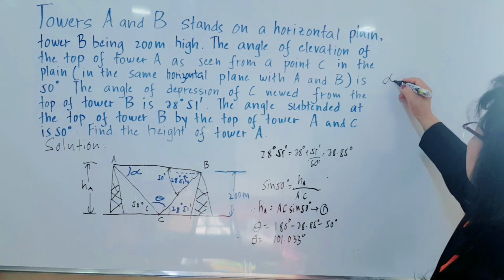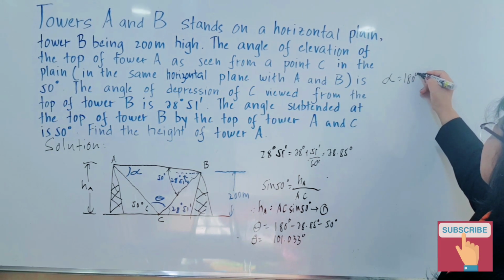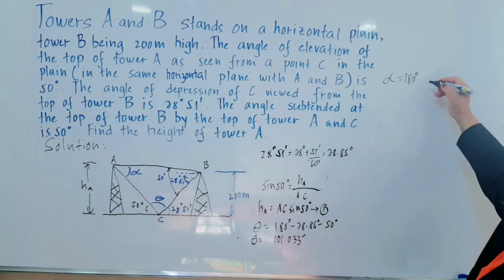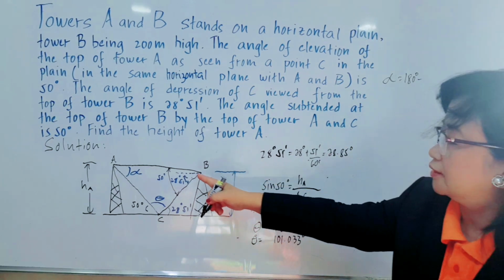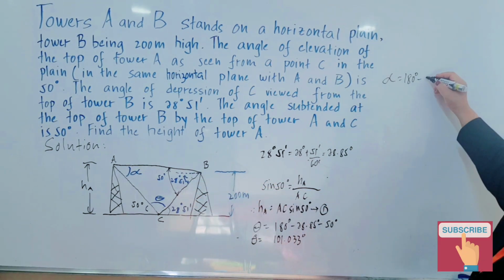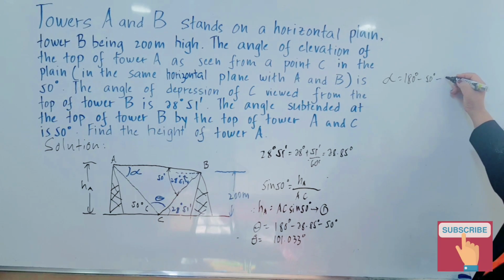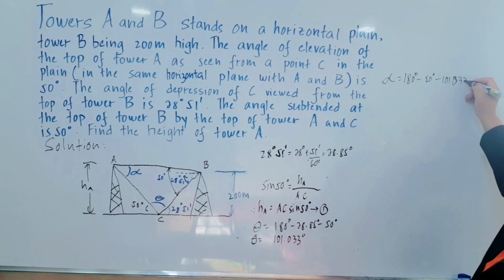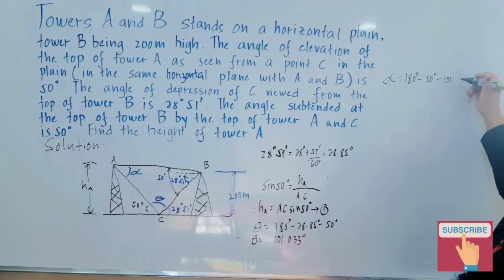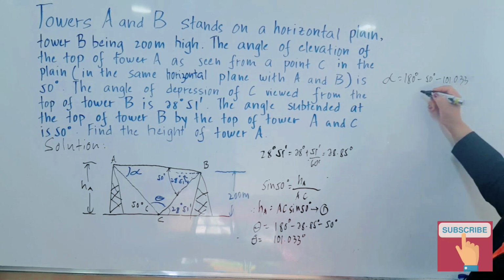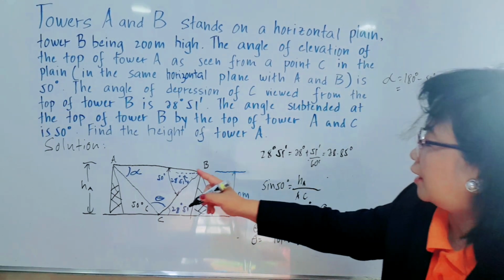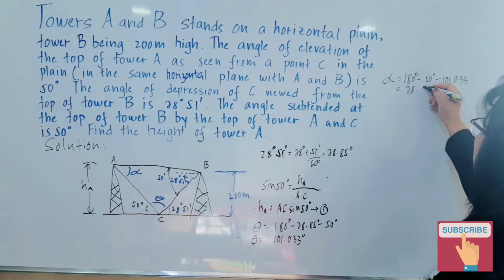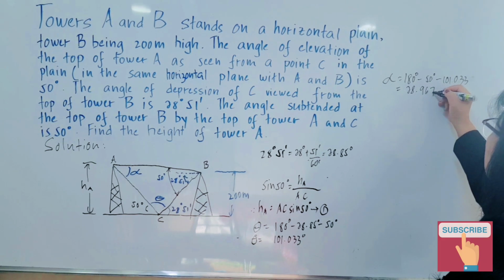So now, because we solved theta and we have 50 degrees, we can find angle alpha. Angle alpha can be solved by subtracting from 180 degrees, because in a triangle the interior angles sum to 180 degrees, minus the given 50 minus 101.033. Therefore, angle alpha is equal to 28.967 degrees.